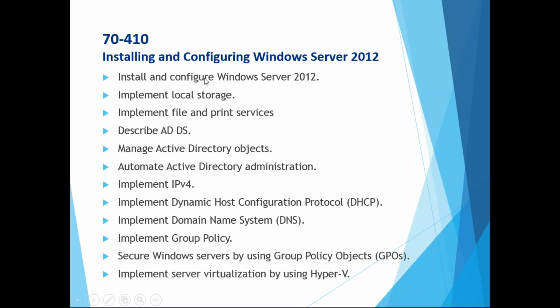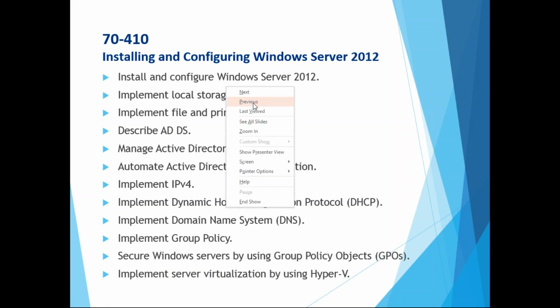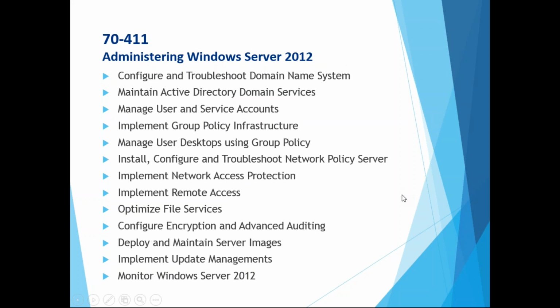The second paper is 70-411. Here comes administering Windows Server 2012, configuring and troubleshooting Domain Name System, that is DNS, maintaining Active Directory Domain Services, managing user accounts, service accounts, group policy infrastructure, how to create a group policy infrastructure, and managing desktop policies you can set, because every company wants, like, your company wallpaper, so that you can also apply through group policy here.